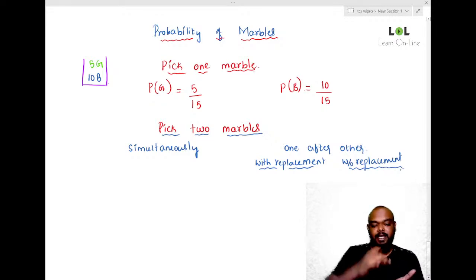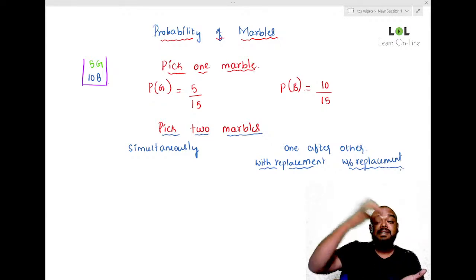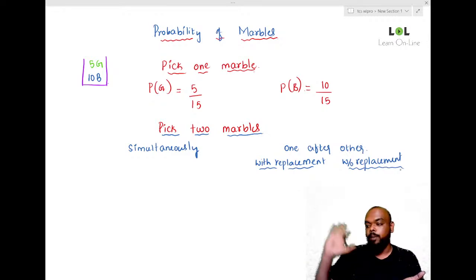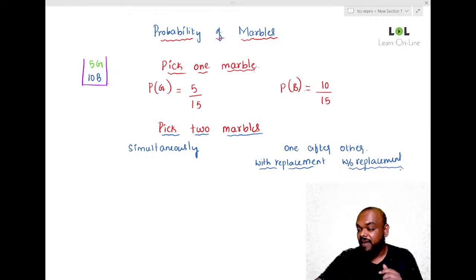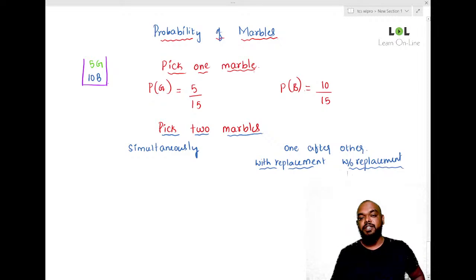Suppose it is without replacement: you pick the marble, check the color and you drop it down. And again you pick the second marble, you check the color and you drop it down. So what is happening here? Every time we are picking a marble, the number of marbles is being reduced in without replacement. Am I clear? Did you understand what is with replacement and without replacement? Everyone. Now let us see the problems.